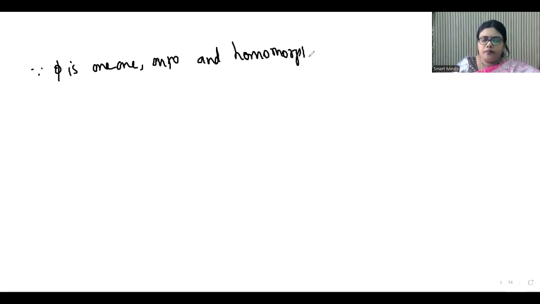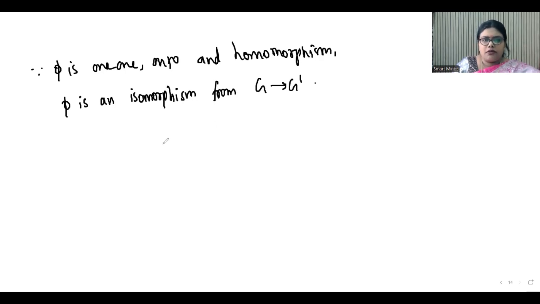Now final conclusion. Since phi is 1-1, onto and homomorphism, you can say phi is an isomorphism from G to G dash. Therefore, G is isomorphic to G dash.